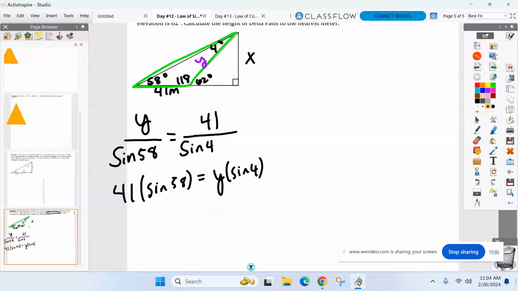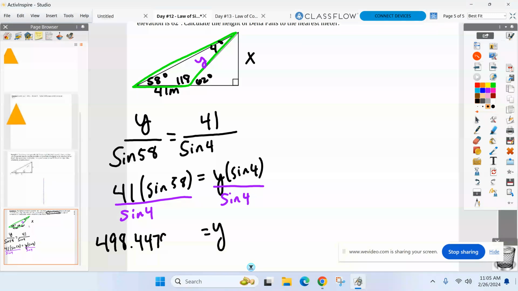And we've been doing this for a while. Divide both sides by sine of 4 to get the y by itself. All right, I go to my calculator. Watch what I'm about to do. All right, take a look. Didn't round. Not my final answer. So I should not round that to 499, 498, 498.4. I write it all out.